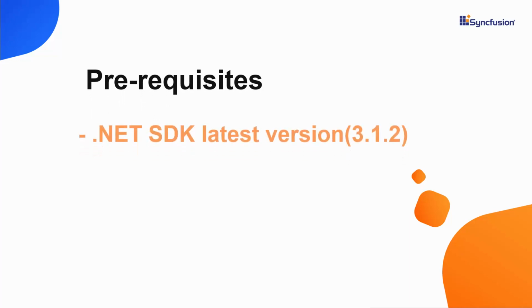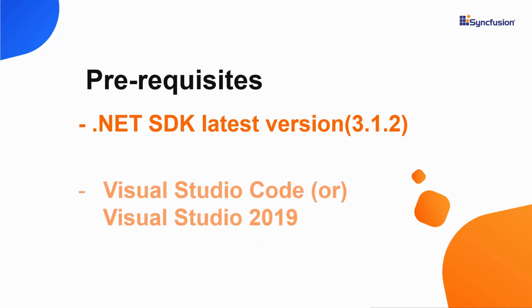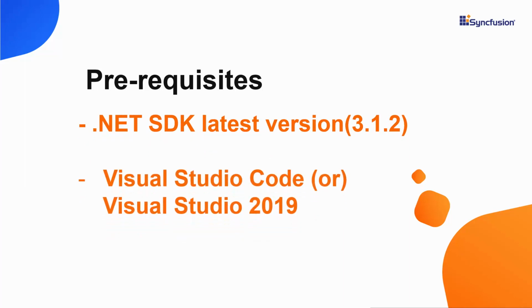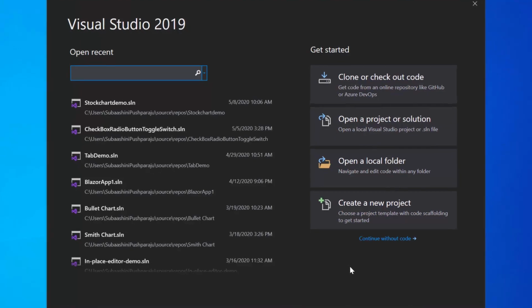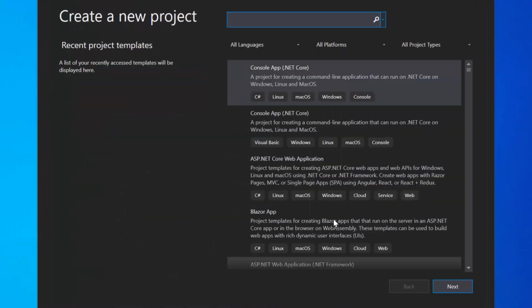Before I start to create a Blazor application, first I need to make sure the latest version of the .NET Core SDK is installed on my machine and that I have Visual Studio Code or Visual Studio 2019. In this tutorial, I'm going to create a new server-side Blazor app. So, let me open Visual Studio 2019 first and create a new project from the dashboard.